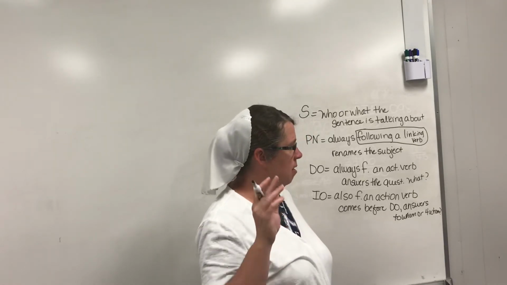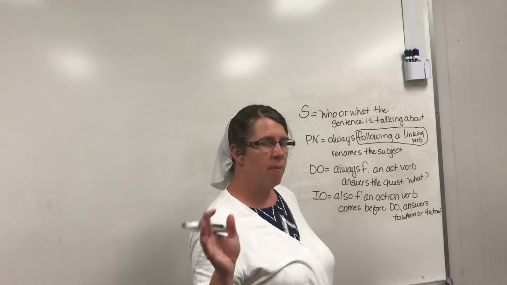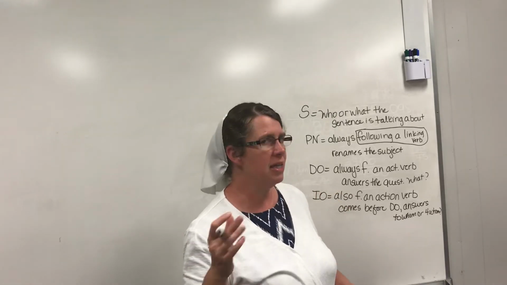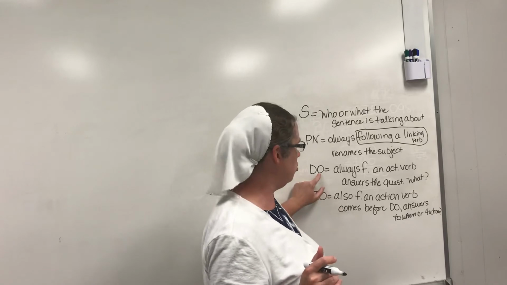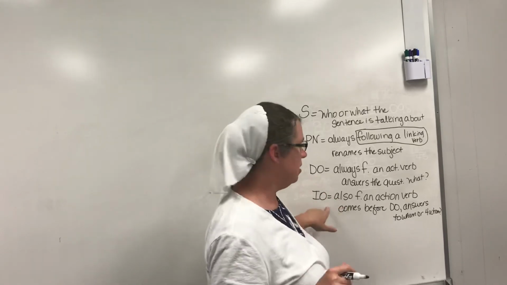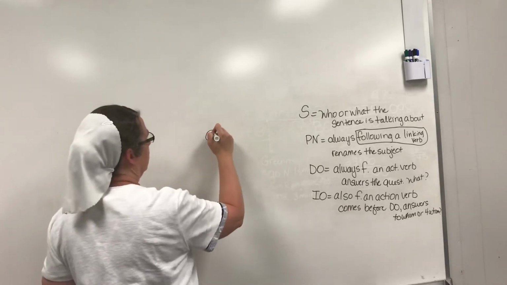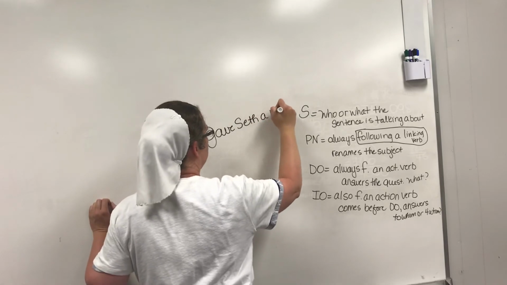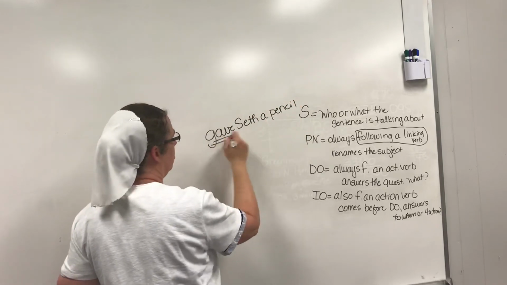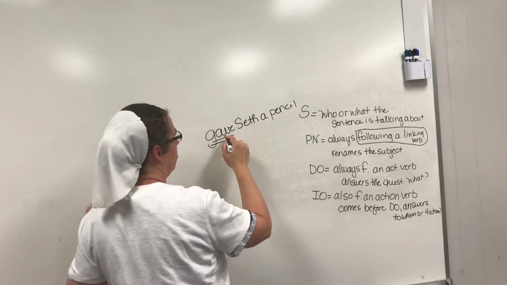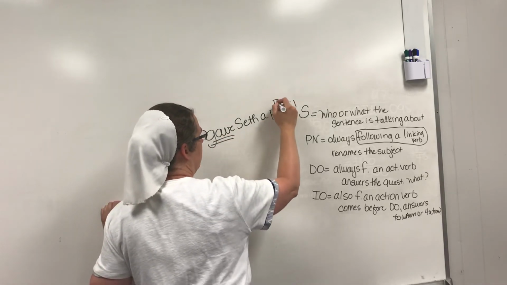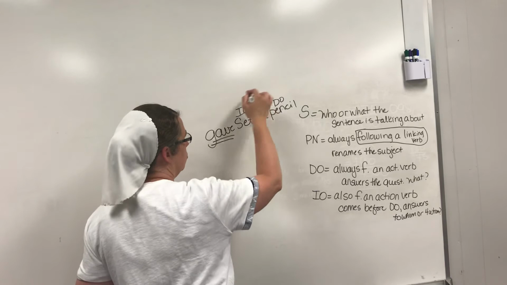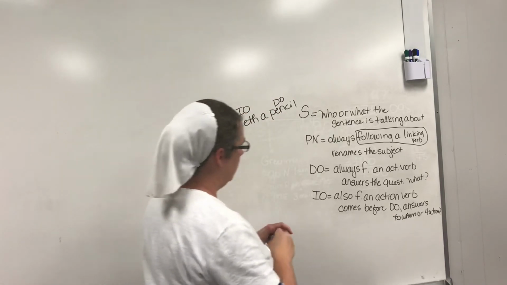You could say, Miss Kim gave Seth the pencil. Miss Kim gave what? I didn't give Seth, I gave the pencil. Pencil is your direct object. To whom? Seth. Let me write it on here. Gave Seth a pencil. Here's your verb. Gave, that's an action verb. Gave what? Gave the pencil. To whom? Gave to Seth. All right? That's an indirect object.